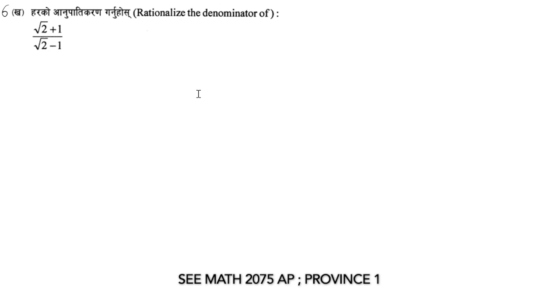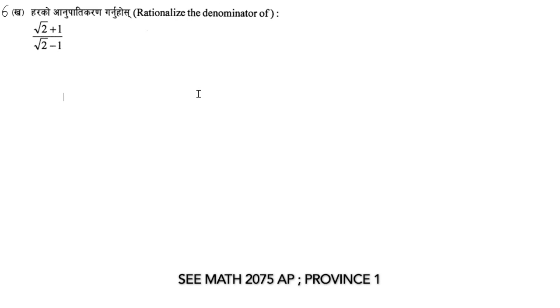This problem is from rationalizing the denominator. So what does this mean? Rationalizing the denominator means we have to make this fraction look like a rational number. If we see here, it consists of a surd, right? Because of that root 2 there, it is a surd, and we have to remove that root sign from the denominator. That is what we call rationalizing the denominator.